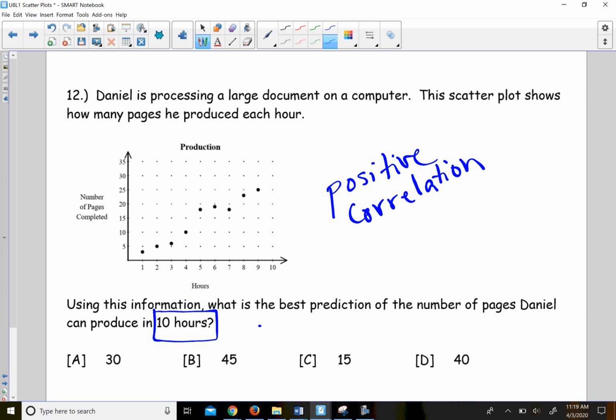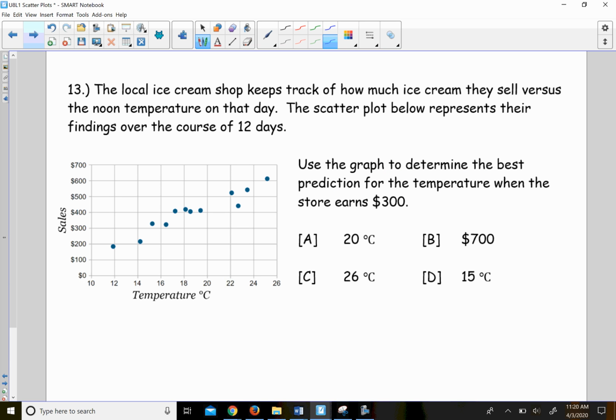What I like to do is actually graph these. So 30 would be right here. 45, well, that's off the graph. 15 is down here, and then 40 is also off the graph. So which of those four best fits? If this is a positive correlation, I would say this point right here at 30. So we'll go with choice A. If I know that the computer is going to work for 10 hours, I should expect it to complete 30 pages.